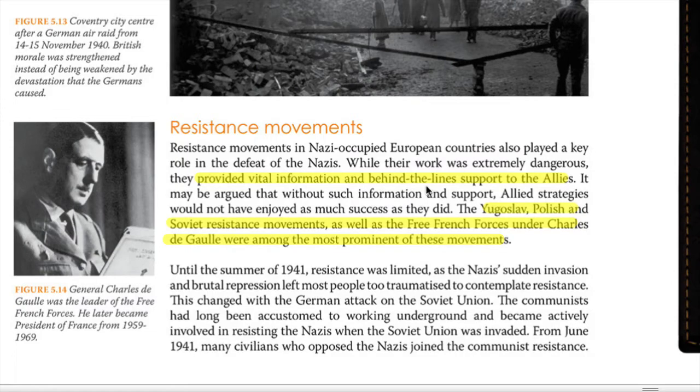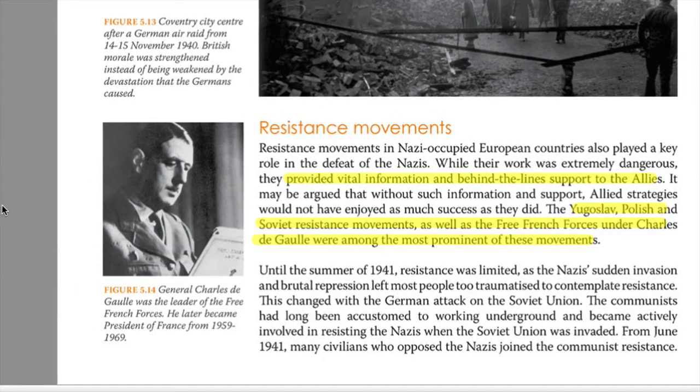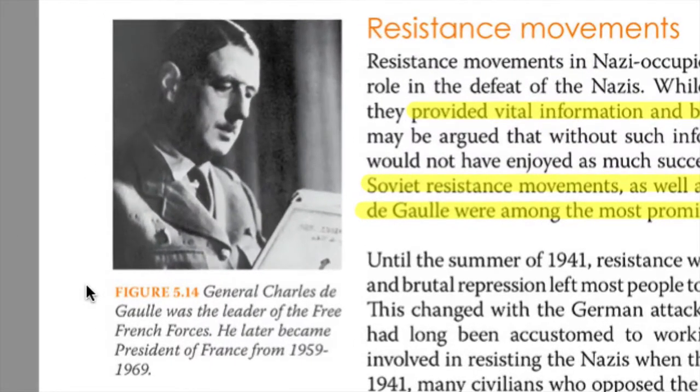Okay, like some of the examples of how they provided support was giving the Allies information about the location of the Nazi soldiers, so they could attack them by surprise. The Yugoslav, Polish, and Soviet resistance movements, as well as the Free French forces under Charles de Gaulle, were among the most important, prominent of these movements. Here we see a picture of Charles de Gaulle, who would later become the president of France.